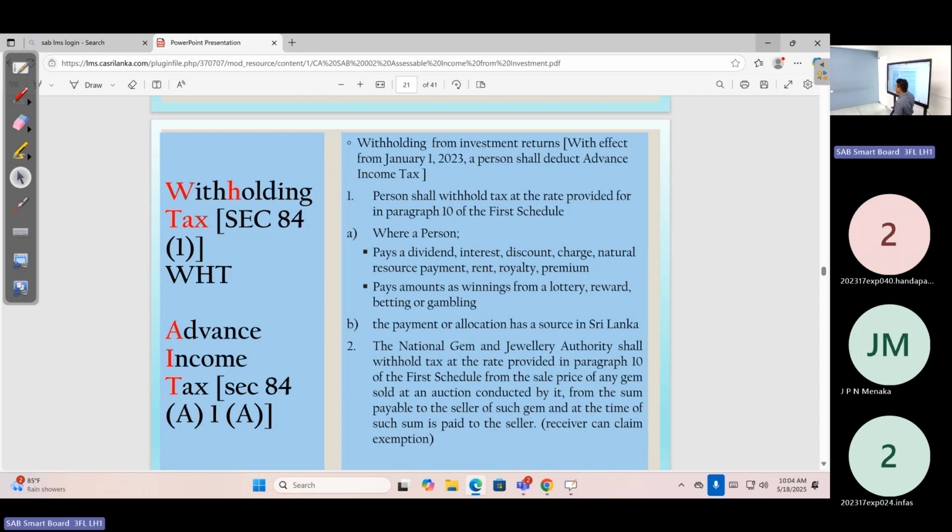And then make it again after payment, tax deducted at source, Lanka.